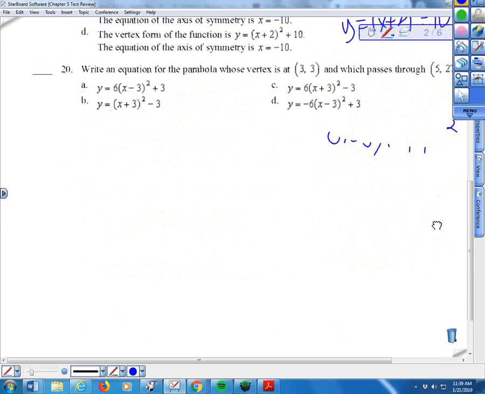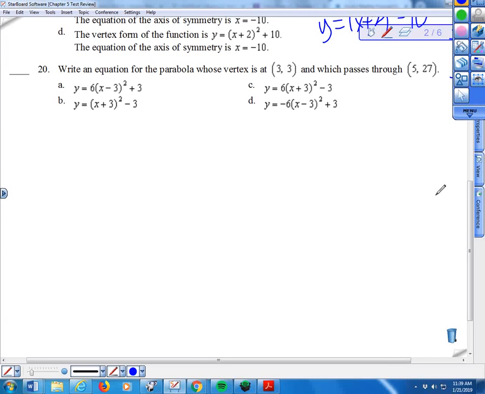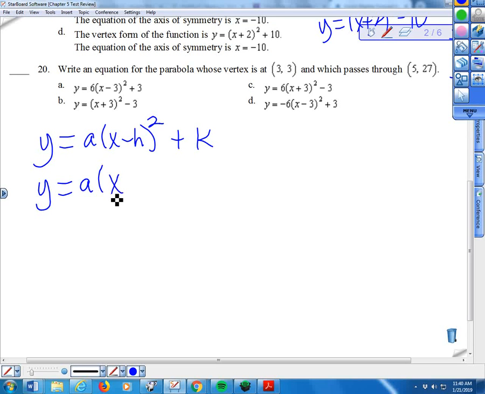Okay. Last one. Write an equation for the parabola whose vertex is at 3, 3 and which passes through the point 5, 27. Well, if they give me the vertex, I need to use vertex form. If they give me the intercepts, I need to use intercept form. Vertex form looks like that. So all I need to do is plug in the vertex for h and k, minus 3. And plug in the point they give me for x and y.